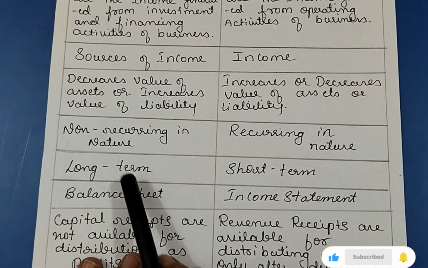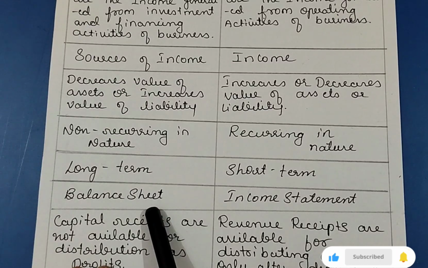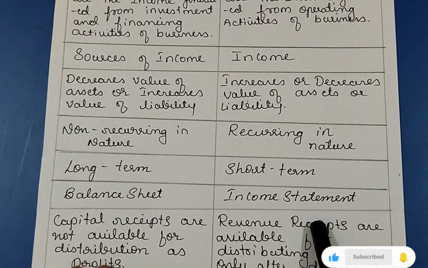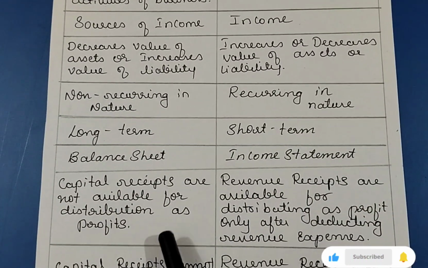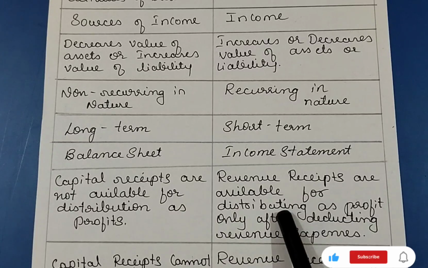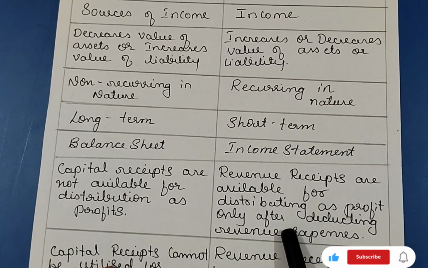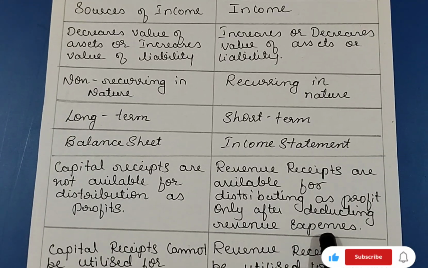Okay, so capital receipts are shown under the balance sheet side. Revenue receipts are shown under the income statement. Capital receipts are not used for distribution as profit. But revenue receipts can be used for distributing as profit, but only after deducting the revenue expenses. All the expenses we need to deduct.